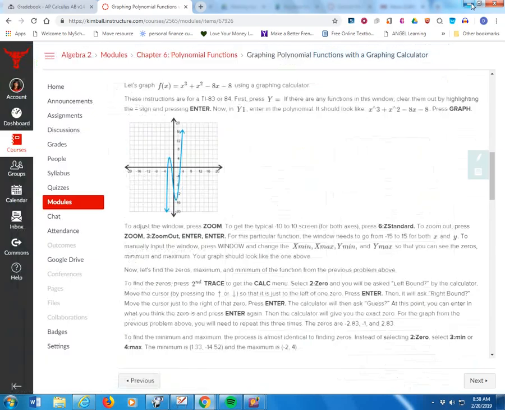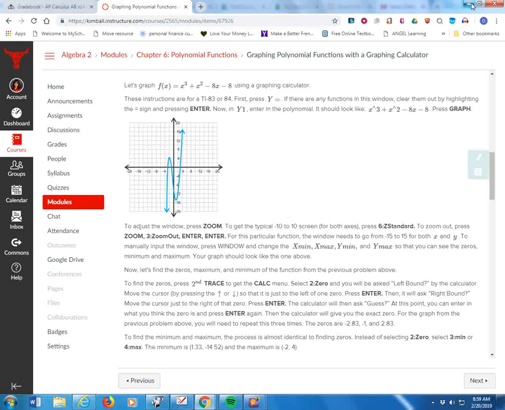Okay. All right, in this section, we're learning how to find all of those critical points we talked about yesterday with a graphing calculator. Because there are times when you're given a polynomial and there's no way to find an integer zero. The only way you're going to be able to do it is with a graphing calculator.